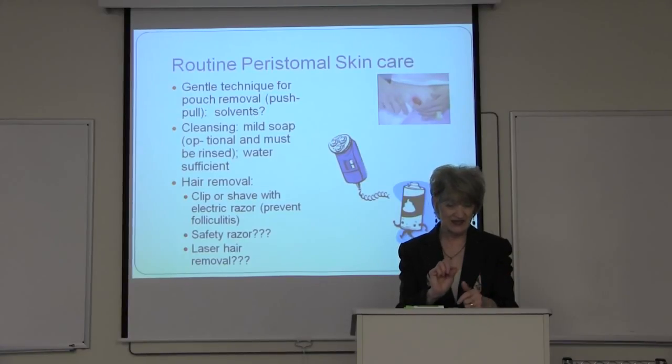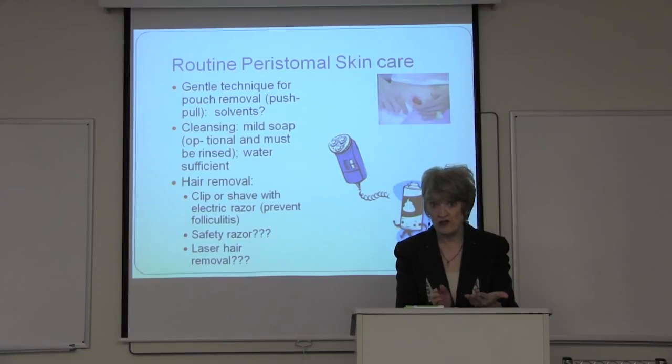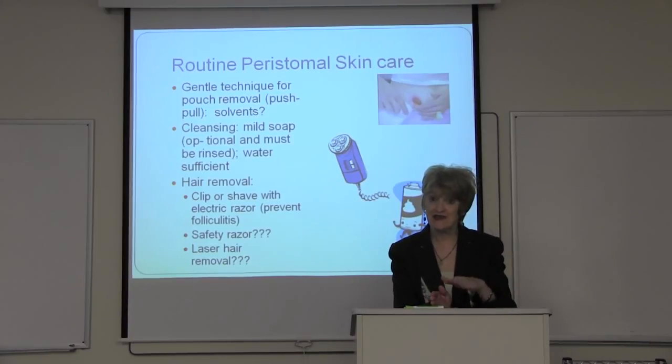And one negative thing about clipping is you tend to leave a short stubble behind, which is more likely to ingrow into the barrier. Another approach, one that we tend to favor, is to use an electric razor, which is very safe, but does take the hair off down to skin level so that you have less potential for ingrowth.